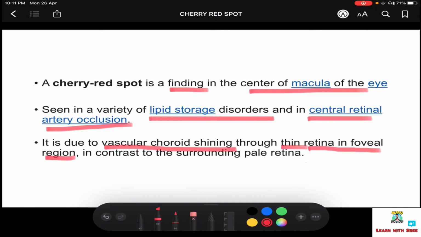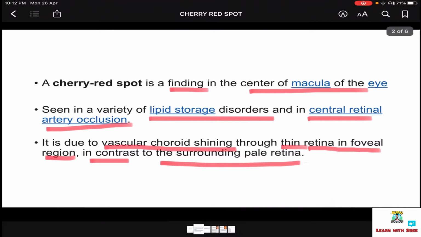And one more point you have to keep in mind: in contrast, the surrounding retina is pale. So three important points. The surrounding retina is pale, and at the center, the fovea, that region has thin retina, and through that thin retina we are able to see the underlying vascular choroid shining. So this is the definition part of our cherry red spot.